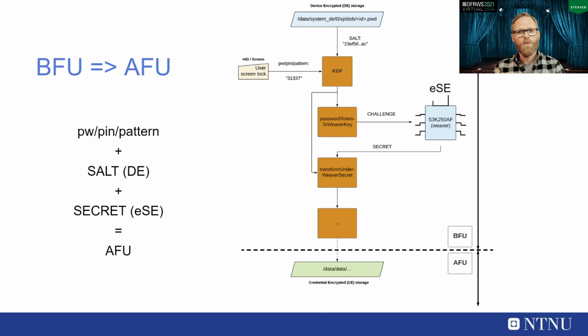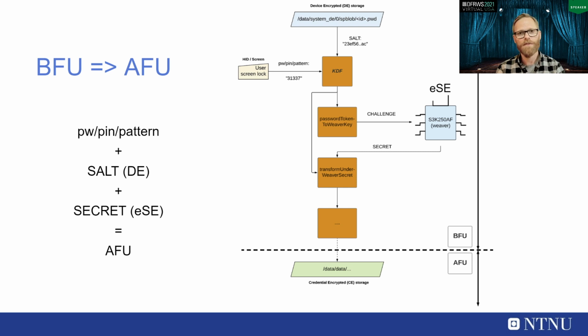To understand why we need to attack this secure element chip, we need to understand this state transition from BFU to AFU state. If a user enters their PIN, password, or pattern on the screen, this will go into a key derivation function together with the salt, and this will eventually produce a challenge. This challenge is sent for verification to the secure element chip, which, if the challenge is correct and matches the correct user credentials, will return a corresponding secret. Together, these three parameters are all that is needed to take the device from BFU to AFU state.